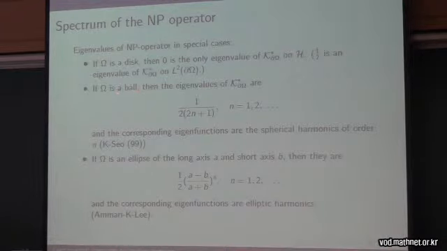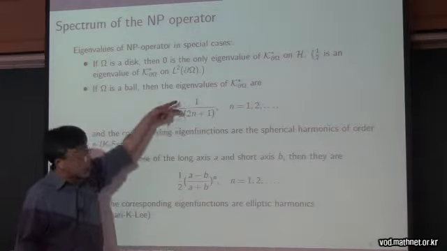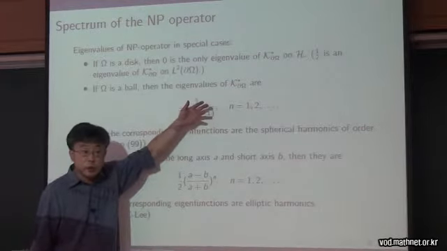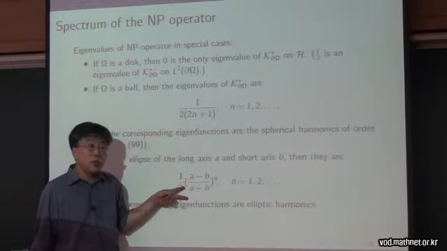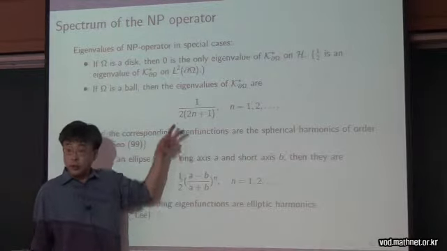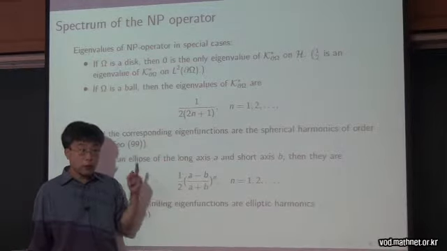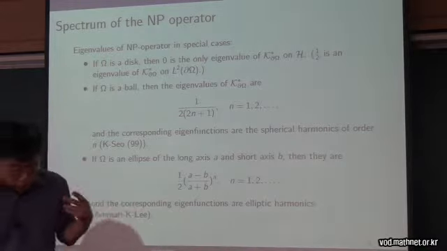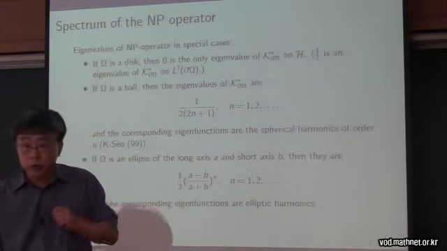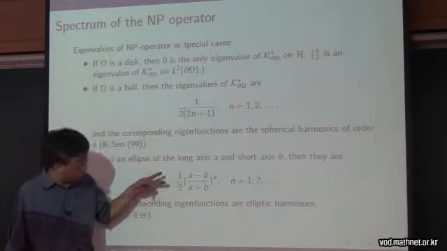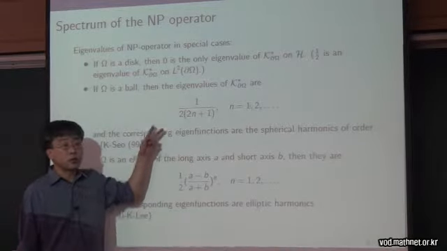And if it is a ball, then the eigenvalues look like this; you can compute them. If it is an ellipse with major axis A and minor axis B, then these are the eigenvalues. It's quite important to look at this: in 3D, this is a polynomial decay to zero, but in 2D it is exponentially fast to zero. It's a huge difference between 3D and 2D. Toward the end of the lecture, I'll talk about the anomalous localized resonance. In 2D, localized resonance occurs because of this property, and in 3D it does not occur.